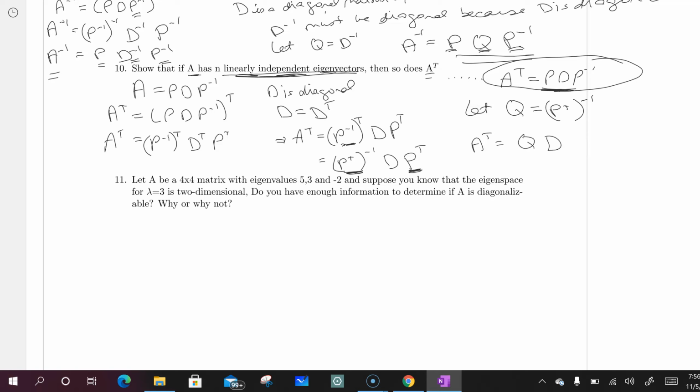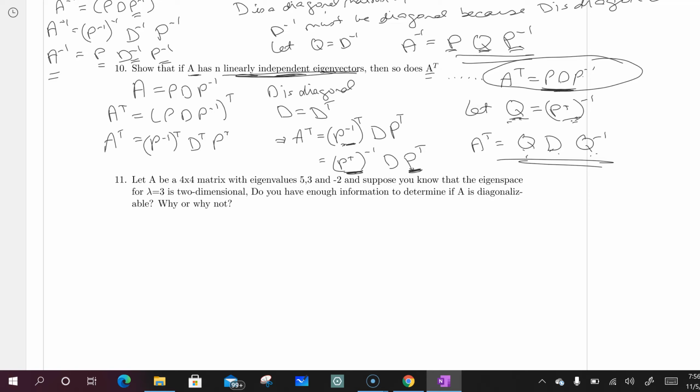Isn't P transpose, if I take the inverse of both sides, isn't that Q inverse? Take the inverse of both sides, this gives me Q inverse, that's P transpose. I've arrived. I've shown that A transpose is diagonalizable. I've got different letters, but I've shown it to be QDQ inverse.